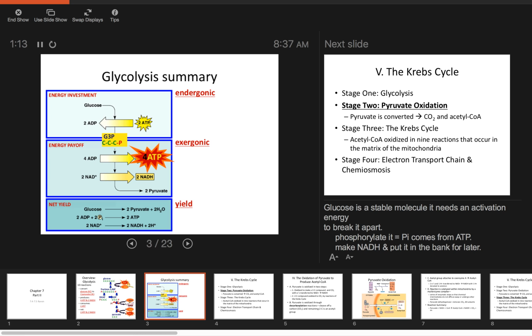So the first half of glycolysis, because you have to burn 2 ATP, is endergonic, but then because you generate 4, it's exergonic. So the first half is ender and the second half is exer.